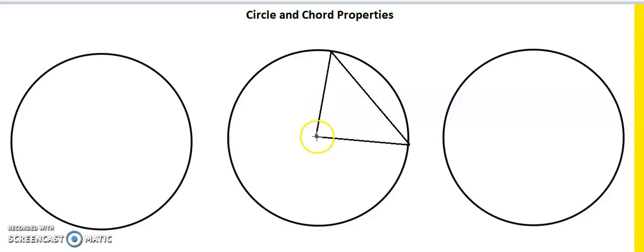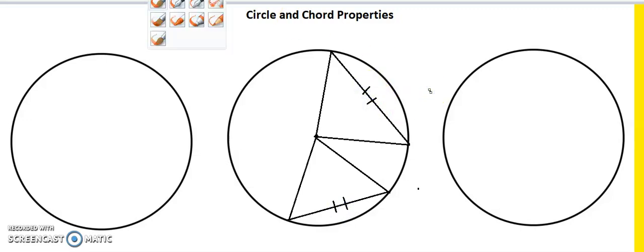So if I do exactly the same chord on both sides, so if I've got a chord here, and again I've got another isosceles triangle. If I say that these two chords are the same, if they are the same length, it also means that my angle here is the exact same.